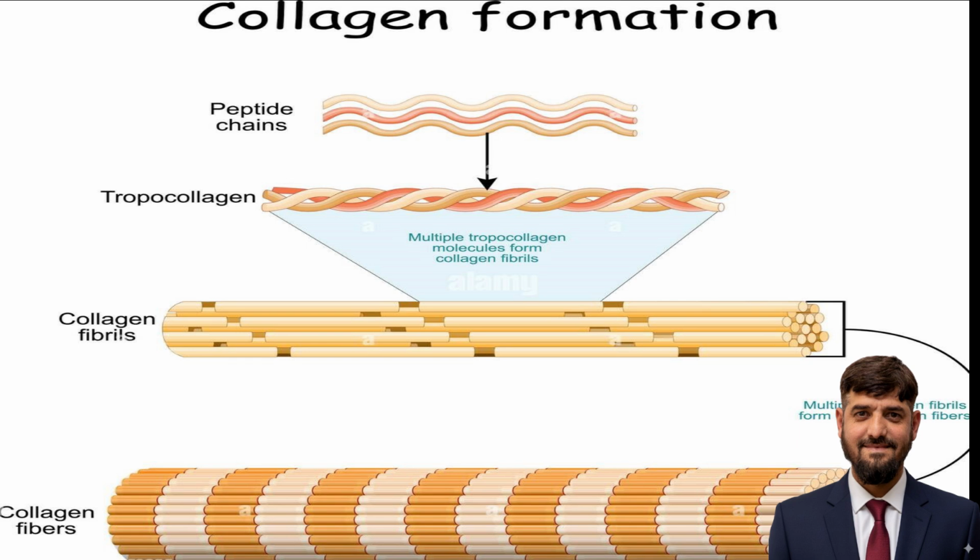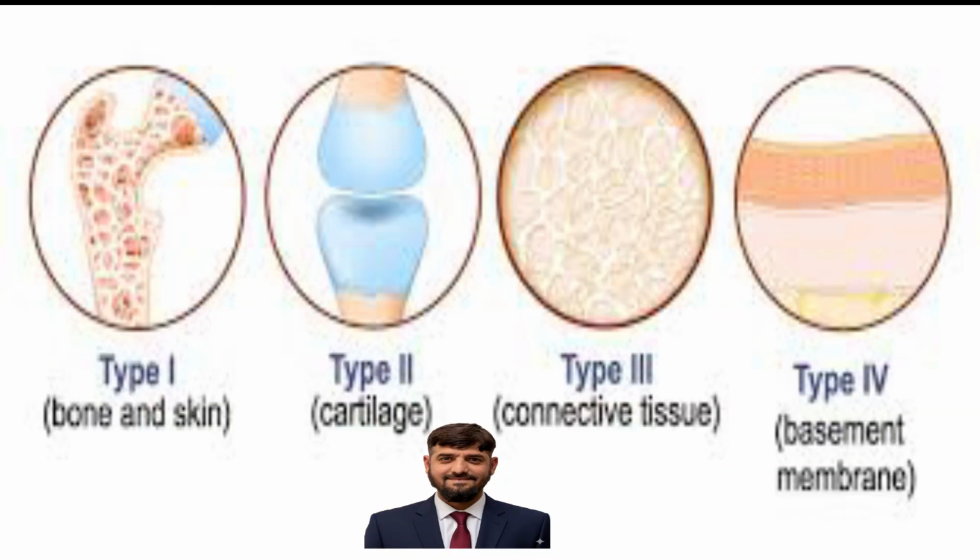The basic molecular unit of collagen is tropocollagen, which assembles into fibrils and then into fibers. Different types of collagens are found in different tissues. Type 1, 2, and 3 form fibrils, while type 4 collagen is non-fibrillar and is major component of the basal lamina.